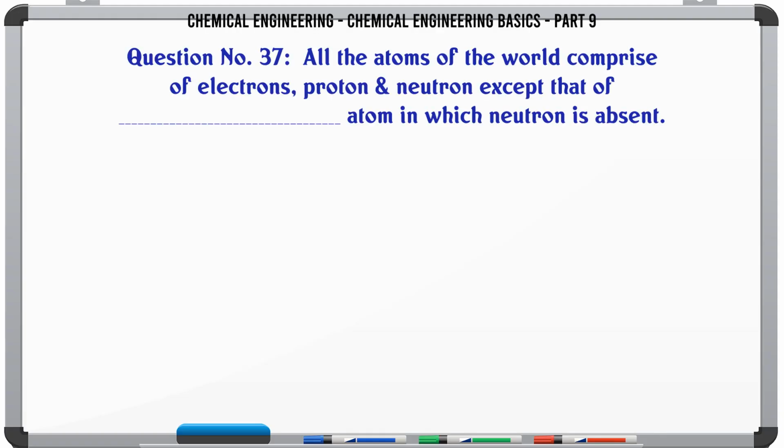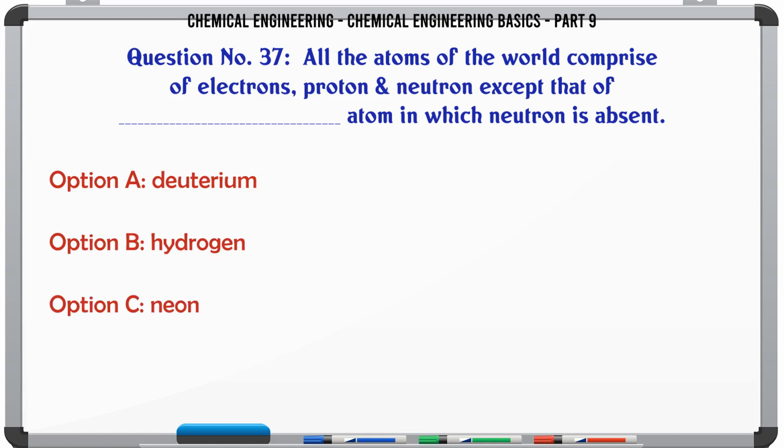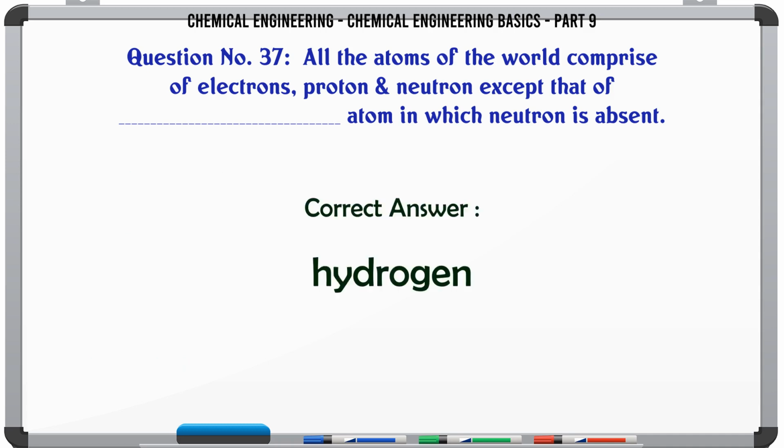All the atoms of the world comprise of electrons, protons, neutrons, except that of the atom in which neutron is absent: A. deuterium, B. hydrogen, C. neon, D. helium. The correct answer is hydrogen.